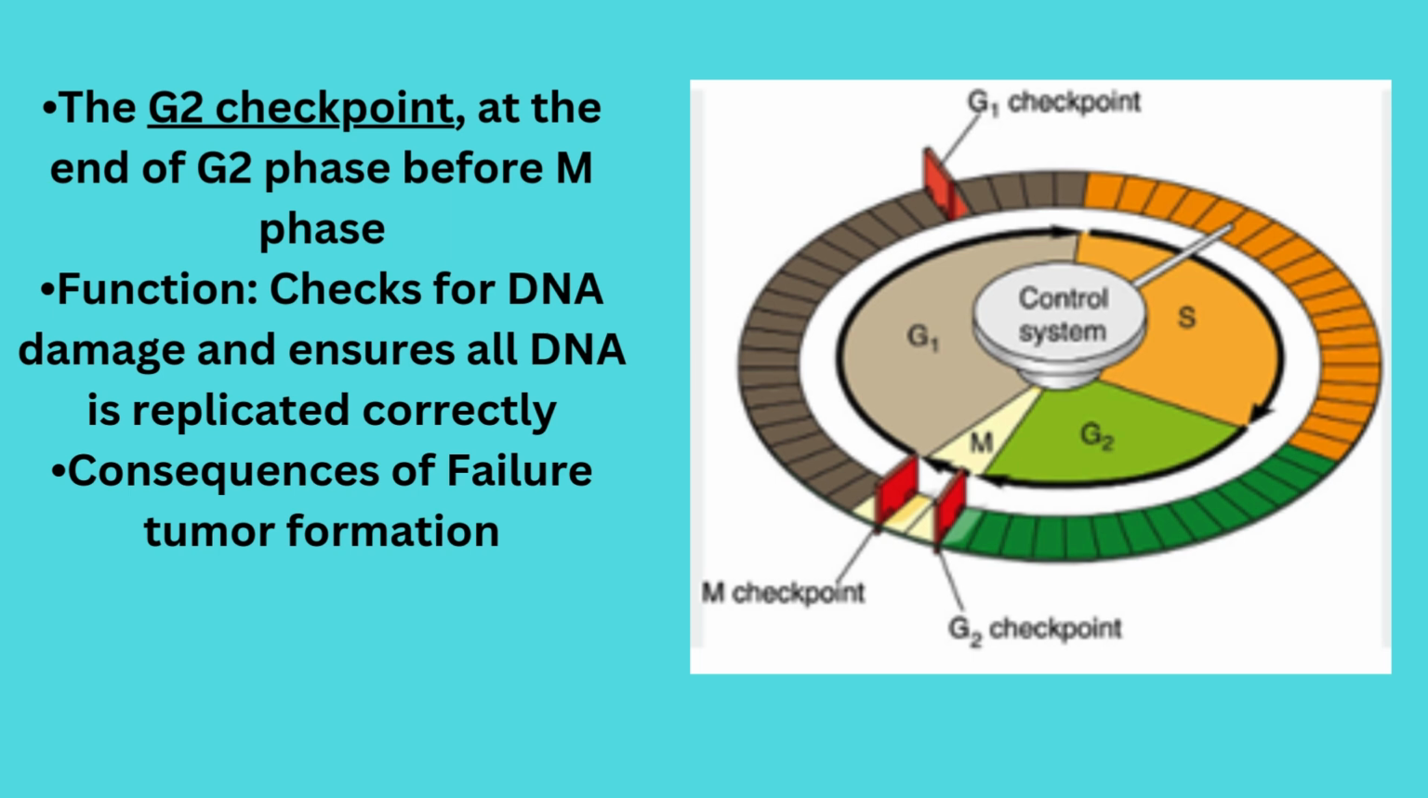If the damage is irreparable, the cell may undergo apoptosis or programmed cell death. This self-destruction mechanism ensures that damaged DNA is not passed on to daughter cells and is important in preventing cancers.